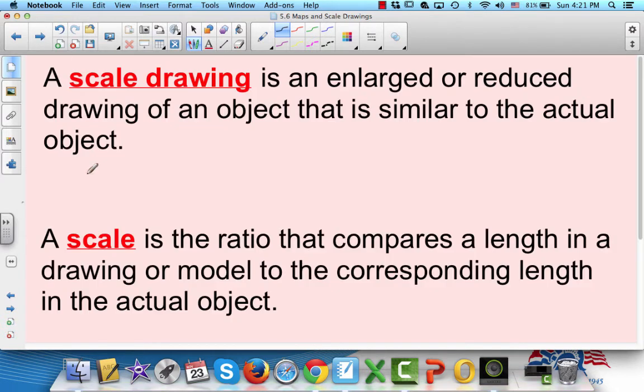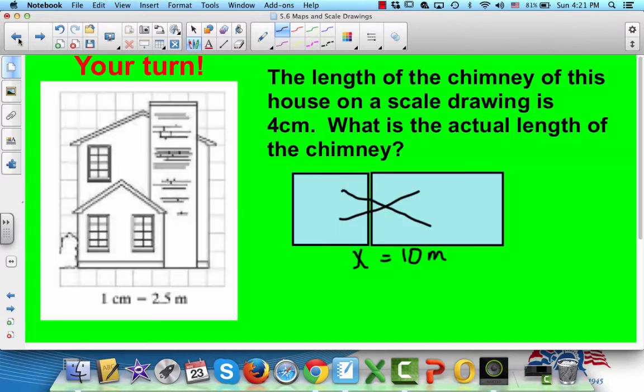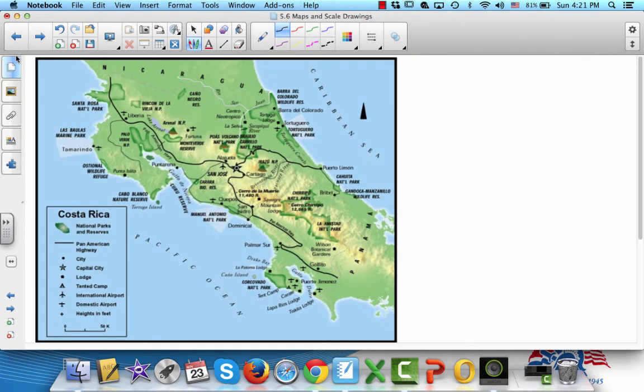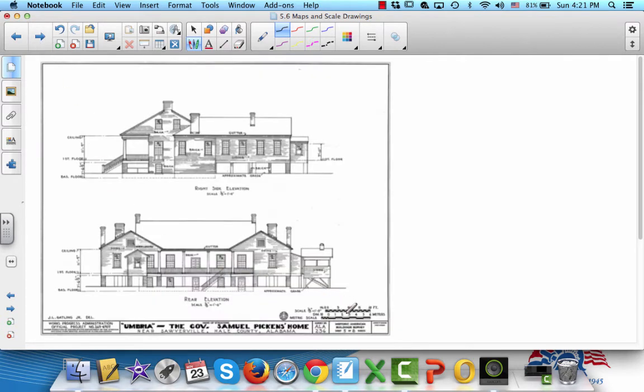Now, scale is the ratio that compares a length on the drawing or model to the corresponding length in the actual object. So where's the scale? The scale is down here at the bottom there. And then also the scale is down here. And then on this one, the scale is down here at the bottom right hand corner.